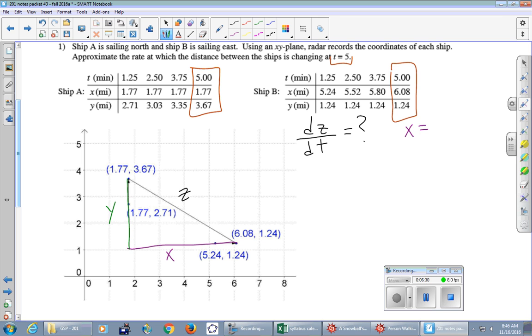Can you calculate? What do we need to do to calculate the length of purple, like the actual length of purple that I've drawn here? 6.08 minus 1.77. Yes, right? It's just the change in the x coordinates. So we'll put that up here. 6.08 minus 1.77. Somebody help me out here. 4.31.